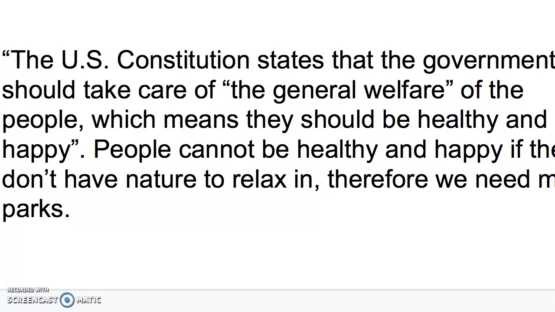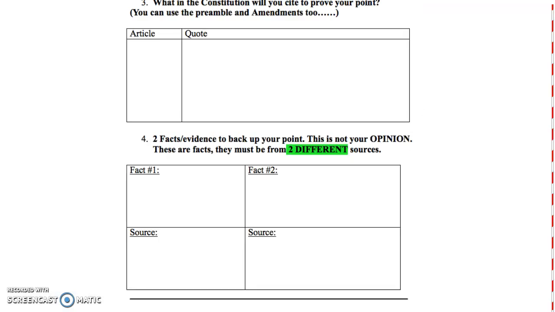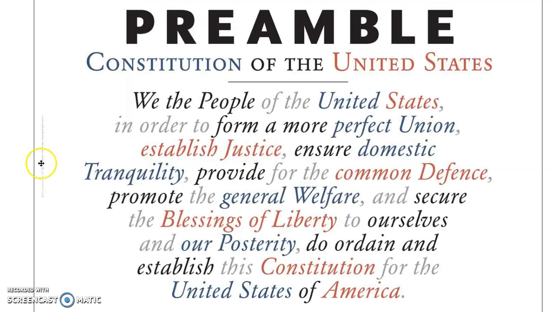That's a much stronger argument using our Constitution. So for step number 2, by the end of the week, you need to pick something in the Constitution that's going to help you back up your argument. And then you need to find 2 facts from 2 different sources that are going to help you out. A lot of you can pull from the preamble. The preamble is that first paragraph of the Constitution.